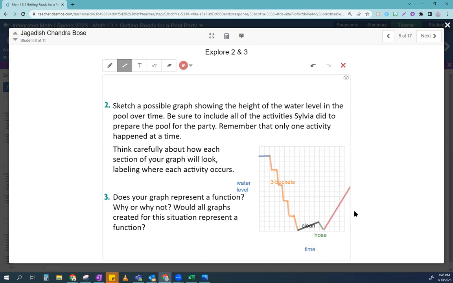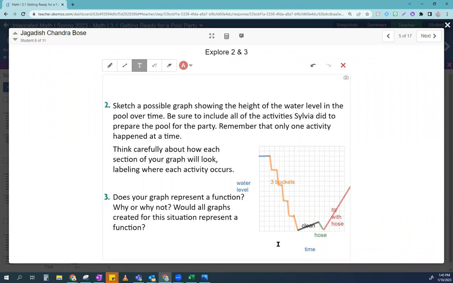Space. Do you guys all see what happened there? So here, this is going to be fill with hose. All right, so this is my function, right? This is it. And I actually just told you the answer. Does this represent a function? Everyone should say what?